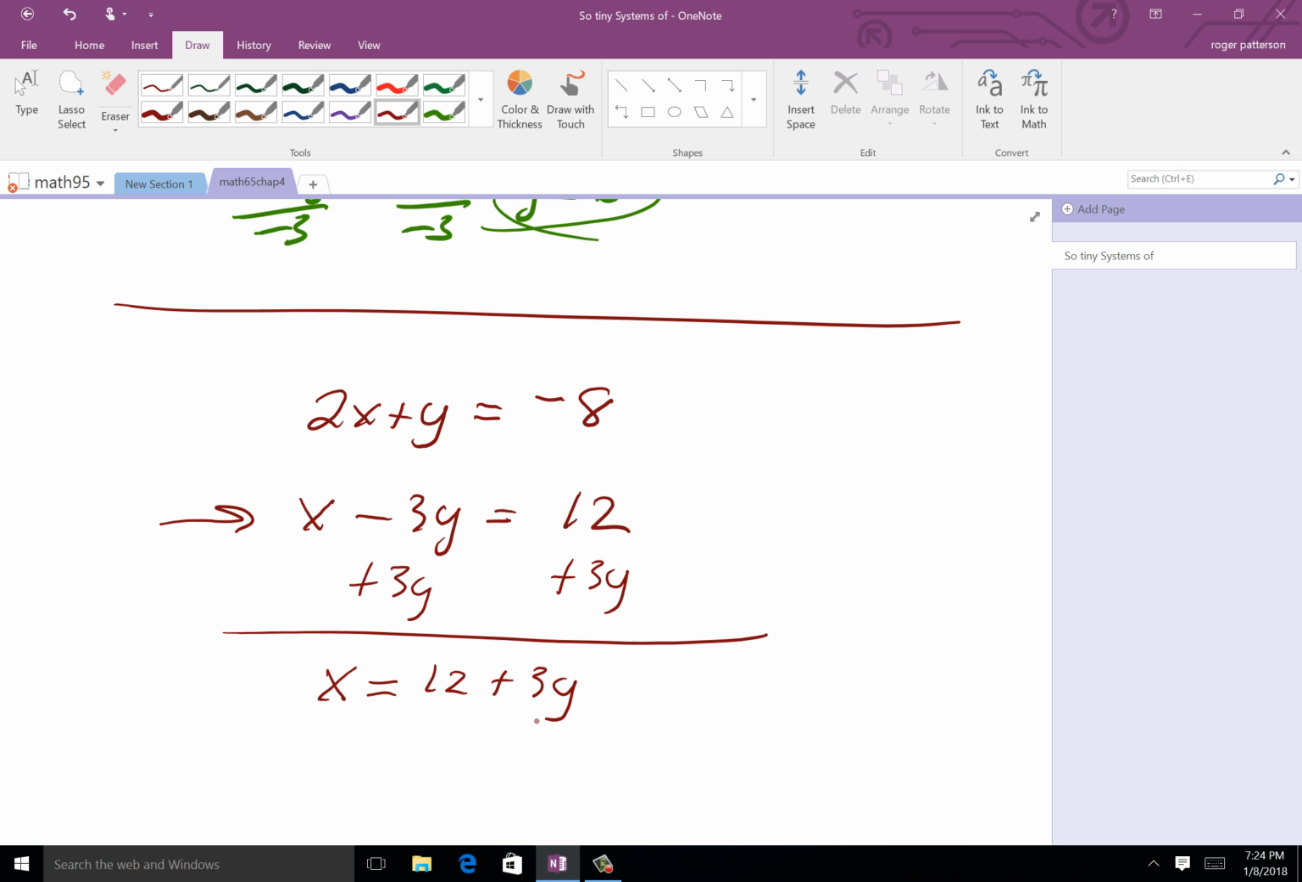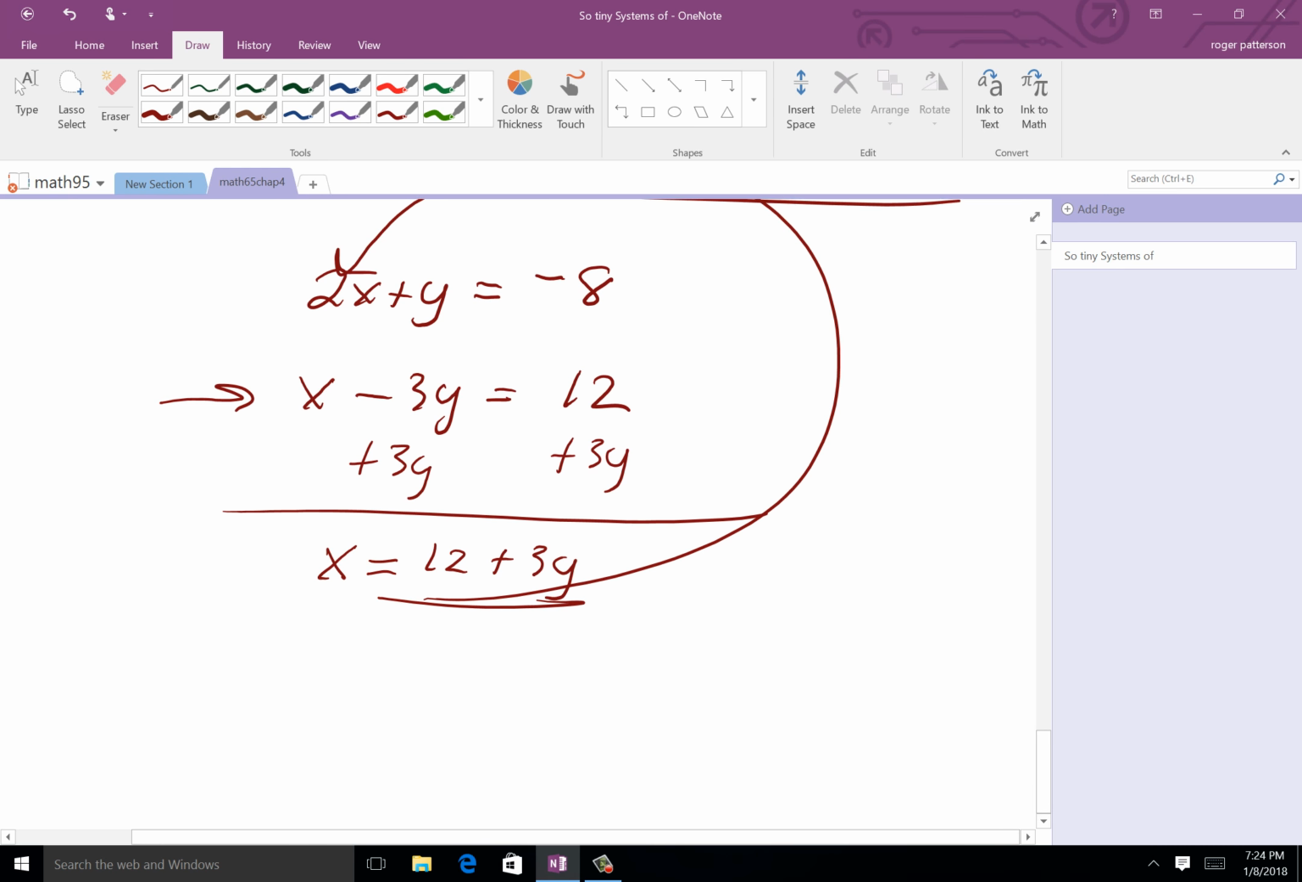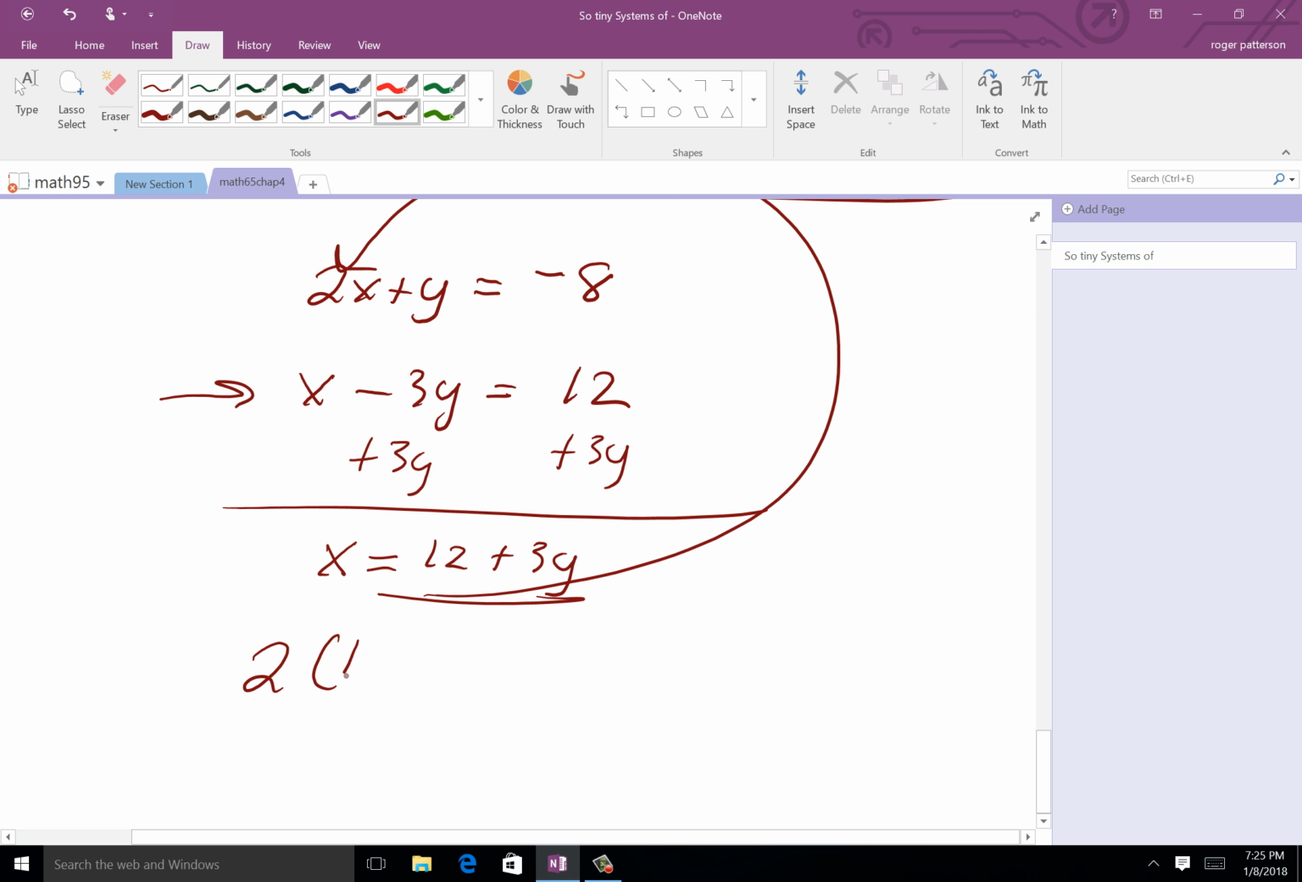So where are we going to go with this? Where's this going to go? Into where? 2x plus 1. Up here, right? We solve for this equation, so we got to put it into that one. All right, so now we're going to take this and we're going to put it right there. So we're going to have 2 times 12 plus 3y plus a y equals negative 8. See, now all the x's are gone, and it's just a nice little equation to solve for. Okay, so we distribute that.